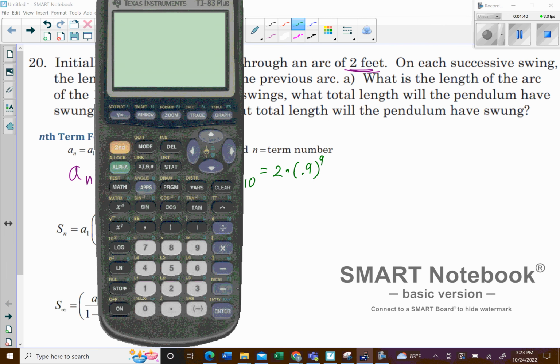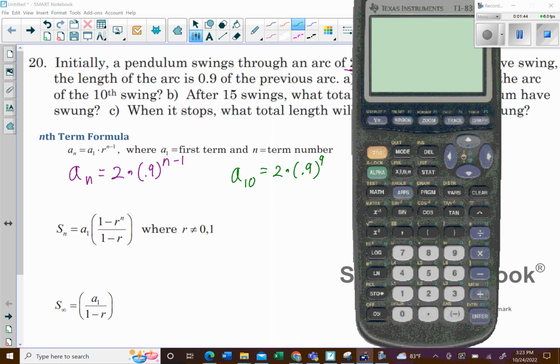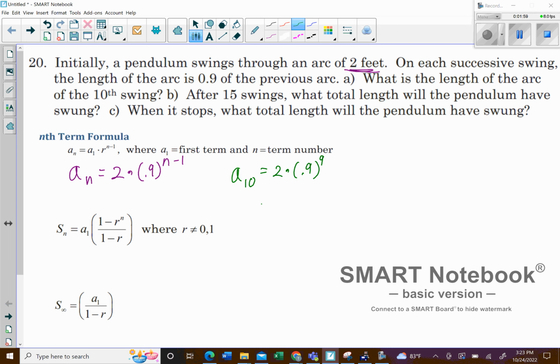You do have to be a little careful when we put these in our calculator. Let me turn mine on. All right, so 2 times parentheses 0.9 raised to the power of 9. And so we get about 0.77, rounded to 5, and I believe that's what was in the key. So 0.775.